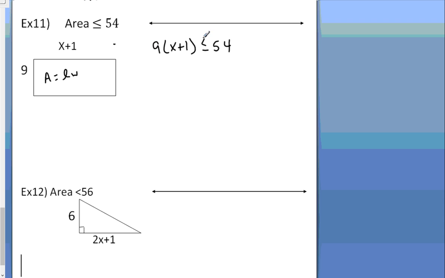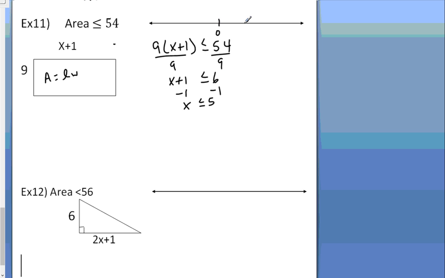Now you could distribute the 9, but I'm going to start off by dividing both sides by 9 because it's actually easier. x plus 1 is less than or equal to 54 divided by 9, which is 6. I would not divide by 9 if this wasn't a multiple of 9. I would actually distribute the 9. But since this is a multiple of 9, it's better to divide first. Okay? And then I would subtract 1 from both sides. And I get x is less than or equal to 5. Okay? You would check it and everything else just like before.